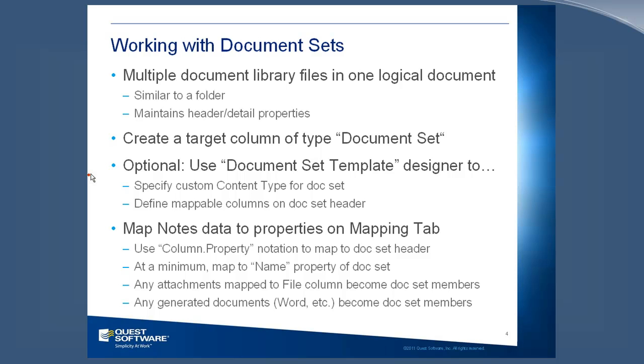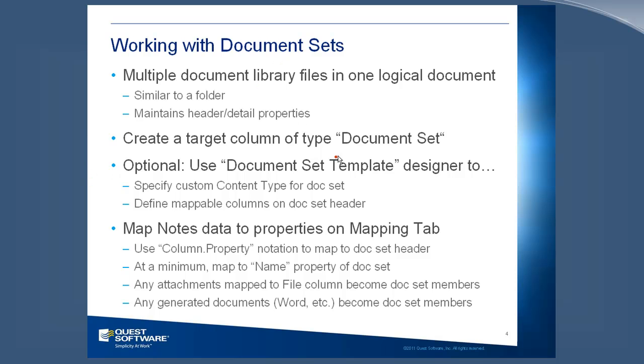And so if you create a document set column called docset, then the properties would be docset.name, docset.description, and so on. And at a minimum, you need to map the name property. That becomes the name of your doc set in the document library. And you can also map additional columns for the various properties you have in your doc set.